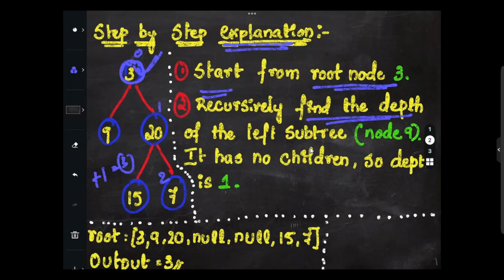We will recursively find the depth of the left subtree, meaning this one first. This will be 0, 1. The node 9 is in the left subtree, and it has no children, so the depth is quite obviously 1 here. This doesn't have any children, so this will be 0, 1, and the value will be 1 in this case.